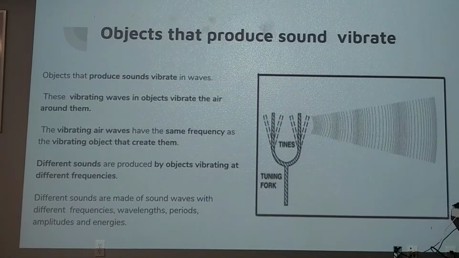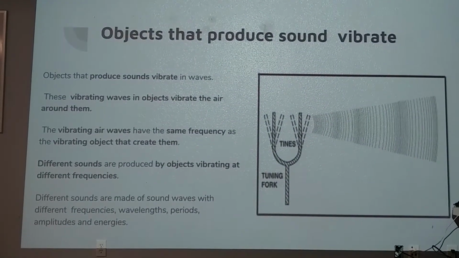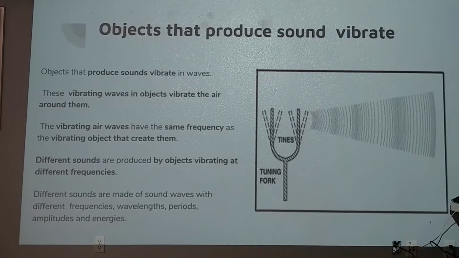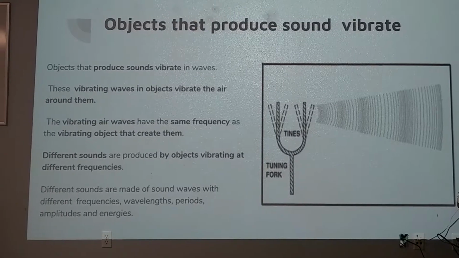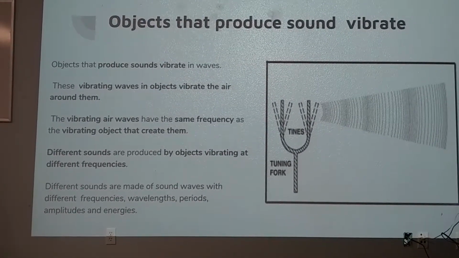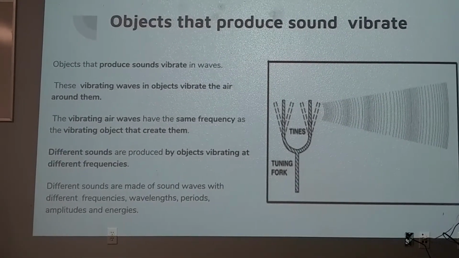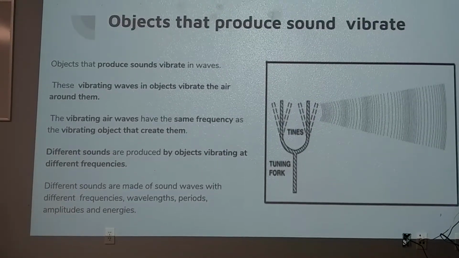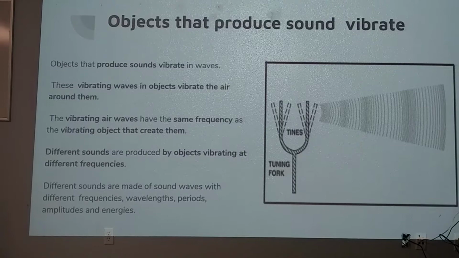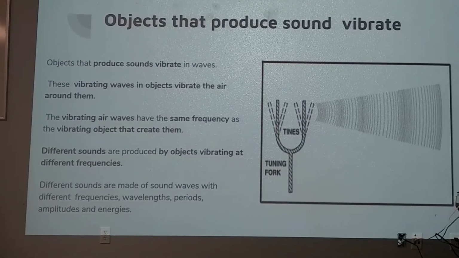Objects that produce sound vibrate. Objects that produce sound vibrate in waves. These vibrating objects vibrate the air around them. The vibrating air waves have the same frequency as the vibrating object that creates them. Different sounds are produced by objects that are vibrating at different frequencies. Different sounds are made from sound waves with different frequencies, wavelengths, periods, amplitudes, and energies.